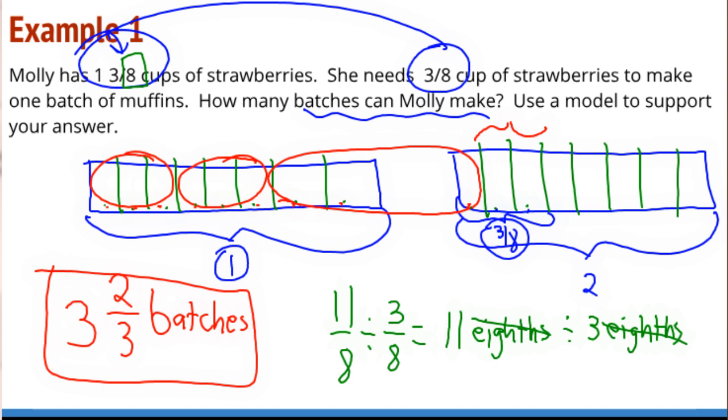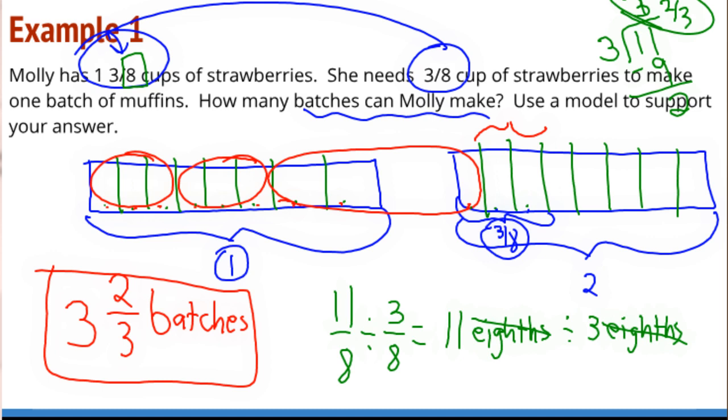And I'm kind of running out of room here, so I will squeeze it in the corner here. 3 times 3 gets me 9, and I've got 3 2/3. So the same number of batches that I found with my model.